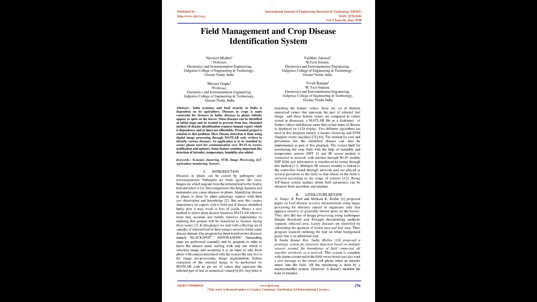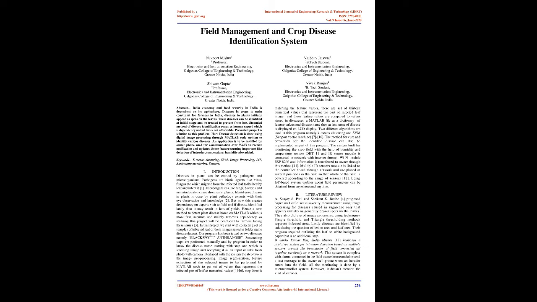Here, disease detection is done using digital image processing through MATLAB code written to identify various diseases. An application is to be installed on the owner's phone, used for communication over Wi-Fi to receive notifications and updates. Some important features like detection of intruders, temperature, and humidity are also added. Keywords: K-means clustering, SVM, image processing, IoT, agriculture monitoring, sensors.